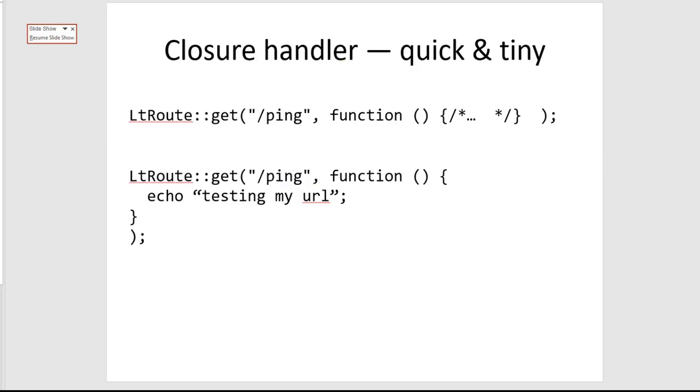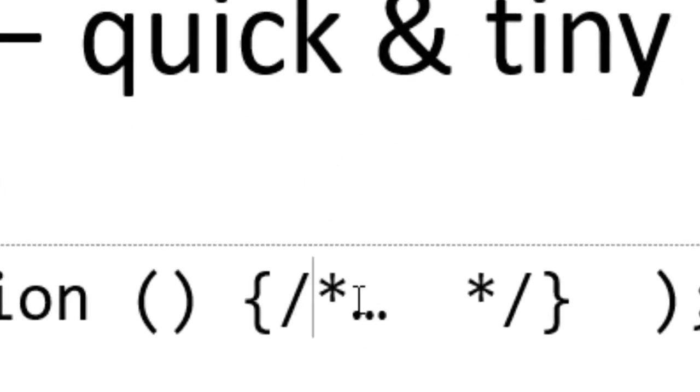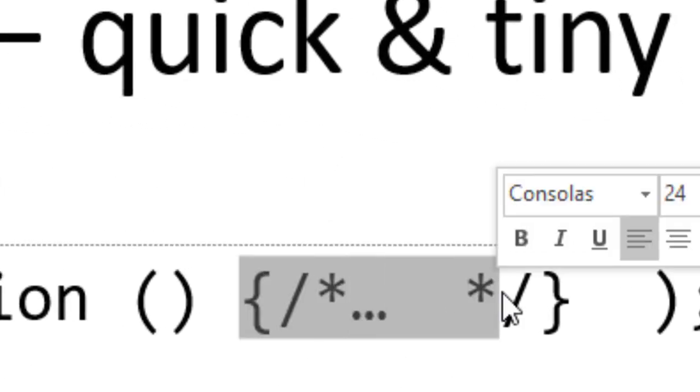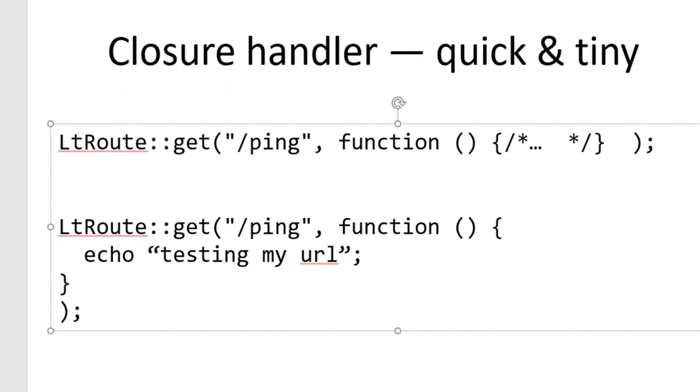So first, let's look at the closure handler. It is quick and tiny. So that means that you can use it to test your ping. It is used to test whether your route path is working perfectly. It has matched your HTTP method. You can say this is how you're going to write it. So automatically what you write inside this comment here will be returned to the user immediately without invoking any controller. So this is how you can write your closure handler function.